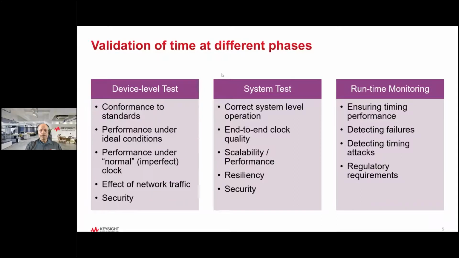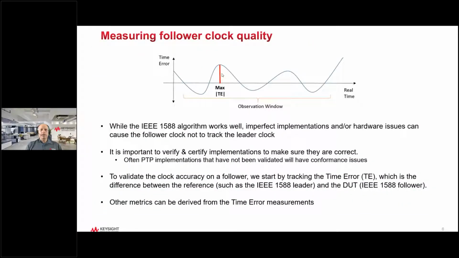So what does measuring the follower clock quality mean? Typically, we start by trying to measure the time error. The time error is the difference in time between the time that the follower has versus the time that's available at some reference, typically the same reference that is the grandmaster. So we subtract the time at the follower from the reference time, we get a time error. And from this time error, we can derive many other measurements.